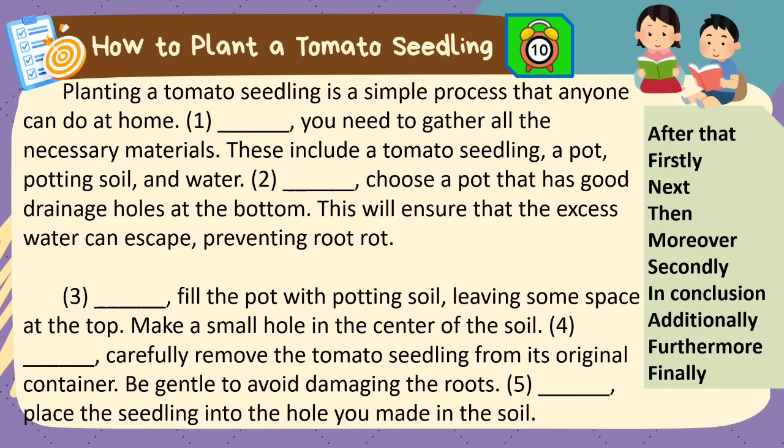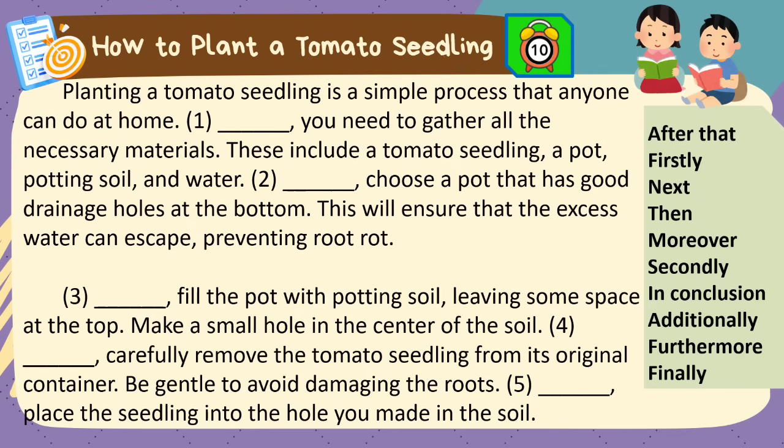Planting a tomato seedling is a simple process that anyone can do at home. Blank, you need to gather all the necessary materials. These include a tomato seedling, a pot, potting soil, and water. Blank, choose a pot that has good drainage holes at the bottom. This will ensure that the excess water can escape, preventing root rot.